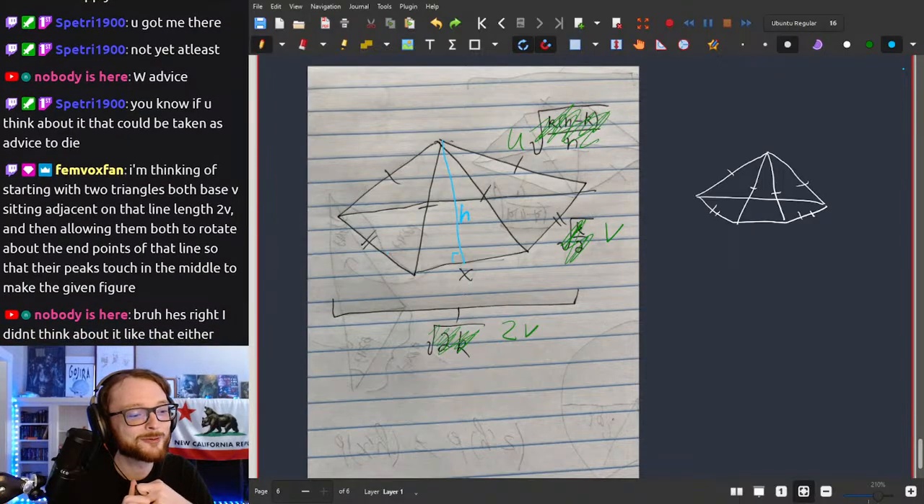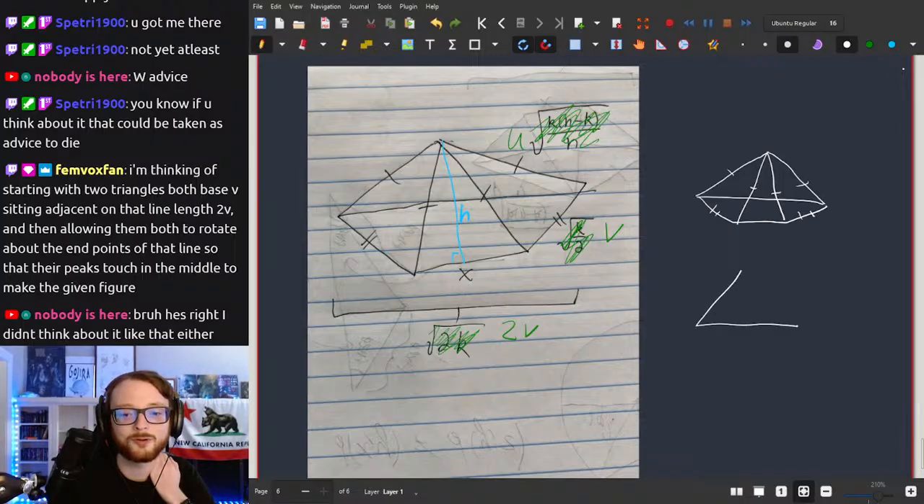Think of starting with two triangles with both base V, sitting adjacent on a line of length 2V, allowing them both to rotate around the endpoints of that line so their peaks touch in the middle. Huh, that's an interesting thought, thinking about constructing this figure.